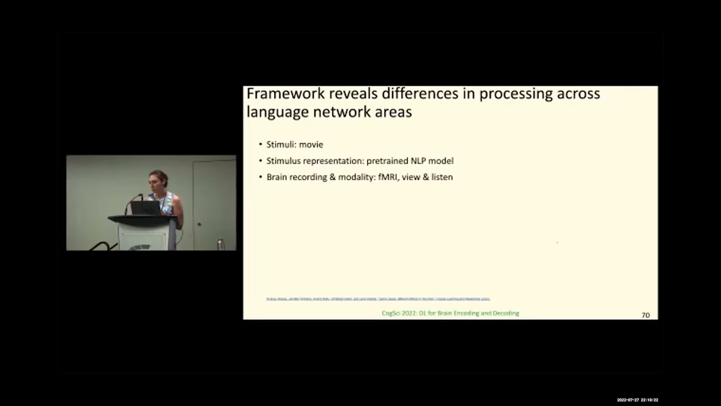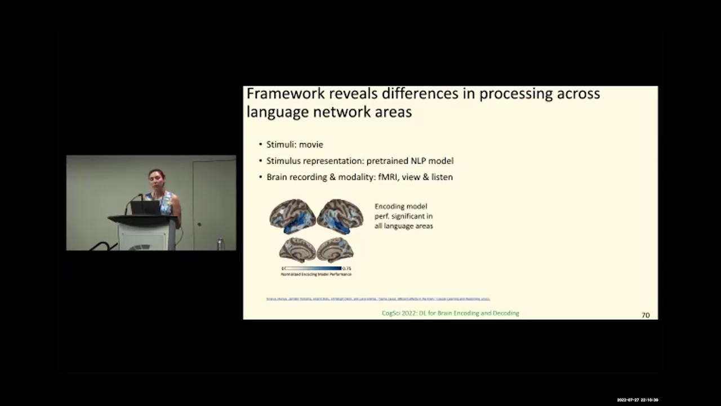Just one result from this paper. Here we use the same data set that we use in the hands-on today. This is the Hidden Figures data set, so it's a movie. And we used representations from a language model, so it didn't include vision in the representations. Using an encoding model, we see that we can predict all of the language areas significantly. Again, it's difficult to disentangle these language areas in terms of what information is processed in them if you just look at an encoding model.